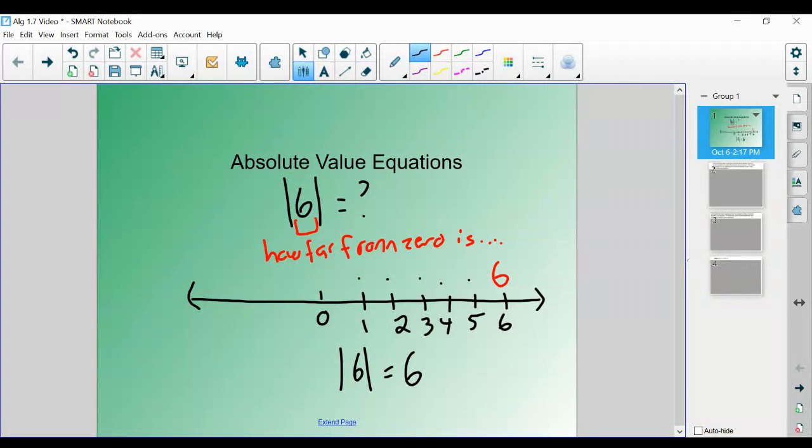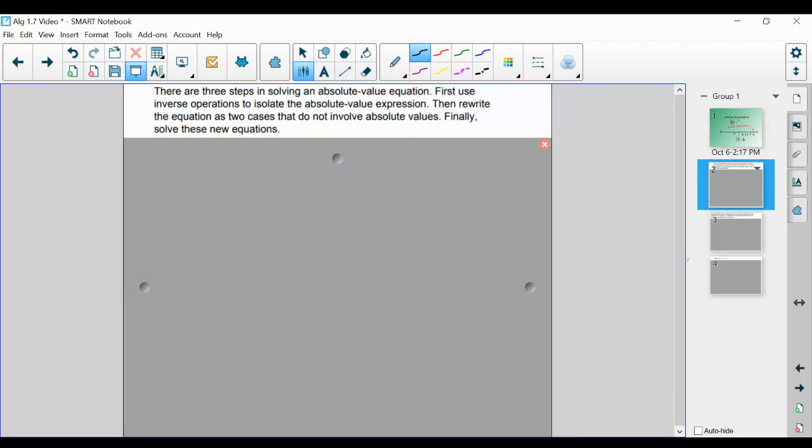That's what we're going to be looking at: whatever is inside of those absolute value symbols, how far away is it from 0? The absolute value of 6 is 6. The absolute value of negative 6 is also 6, because negative 6 is 6 units away from 0. So that hopefully is a quick refresher about absolute value. When it comes to equations, though, there are 3 steps in solving an absolute value equation.